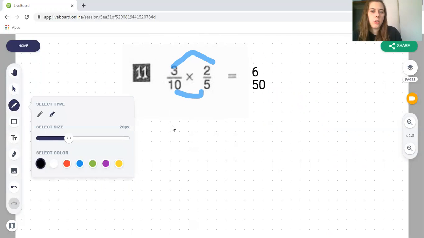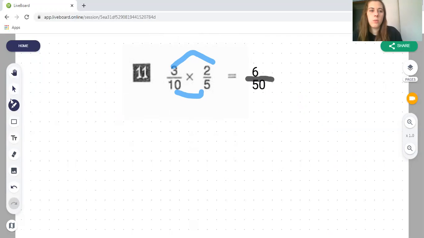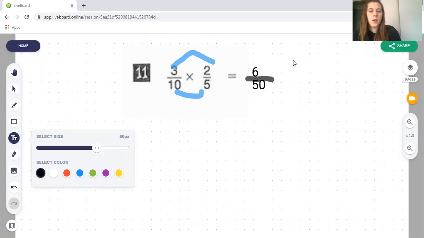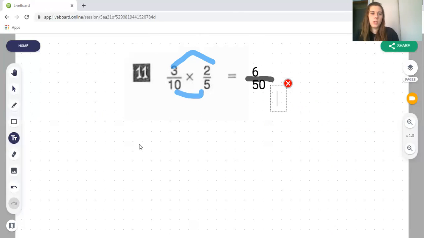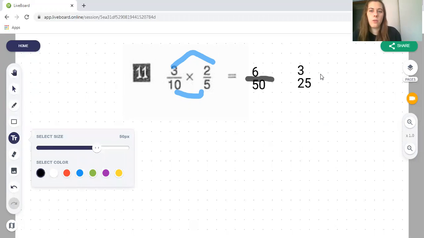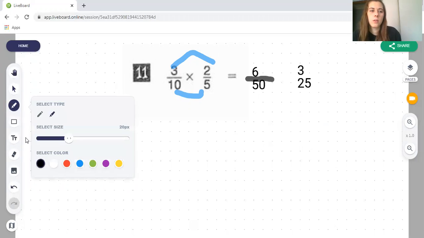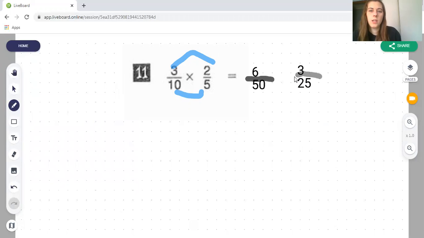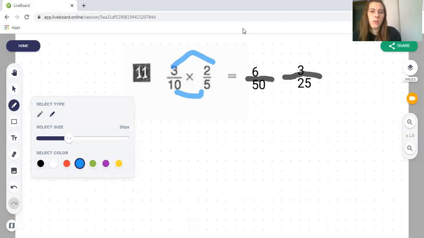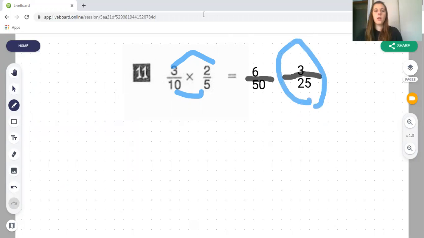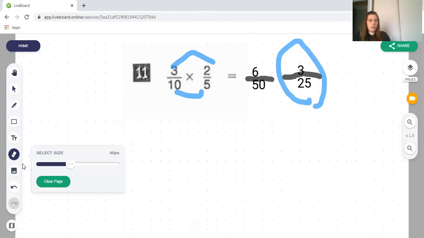And now I just want to make sure that I do think this one actually can be simplified. So let's go ahead and do that. I'm going to divide it by 2. So 6 divided by 2, I'll get 3. And then 50 divided by 2 will give me 25. So I have 3/25. I know 3 is a prime number, so I don't have to go any further. Draw my fraction sign. And 3/25 is your answer. All right, let's keep going. Let's do another one. These are fun.